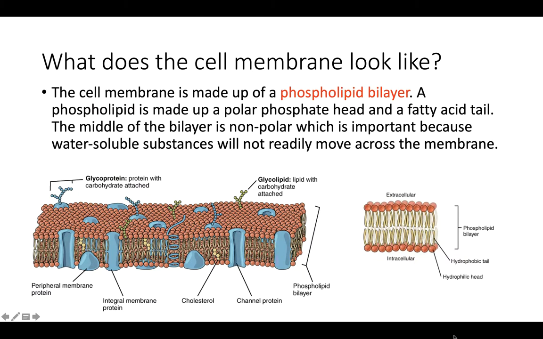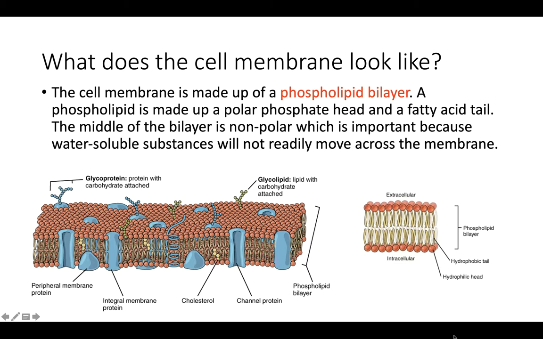Now, what does the cell membrane look like? Well, the cell membrane looks like a phospholipid bilayer. If we focus on that word bilayer, that means that there are two layers of that phospholipid molecule. A phospholipid is a molecule that's made up of a polar phosphate head and a fatty acid tail. It is that jellyfish-like looking substance.